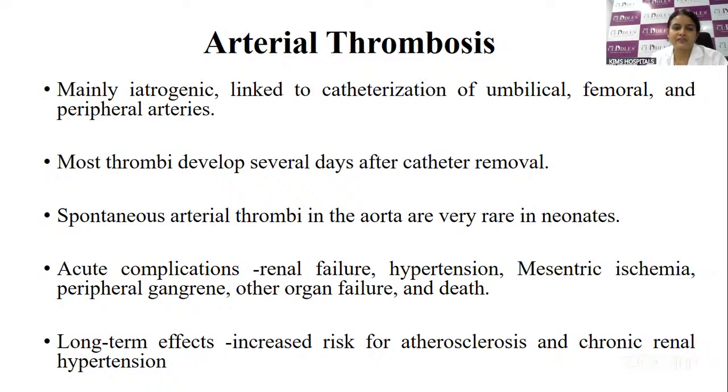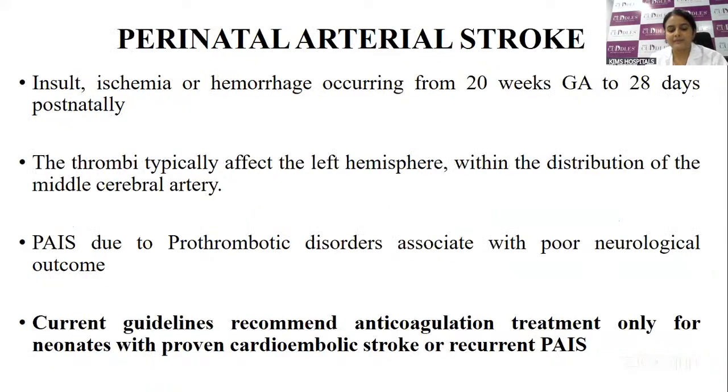The complications of arterial thrombus are also acute as well as long-term. Under the acute complications, the causes are renal failure, hypertension, mesenteric ischemia, peripheral gangrene, other organ failure, and death. The long-term complications include increased risk for atherosclerosis and chronic renal hypertension.